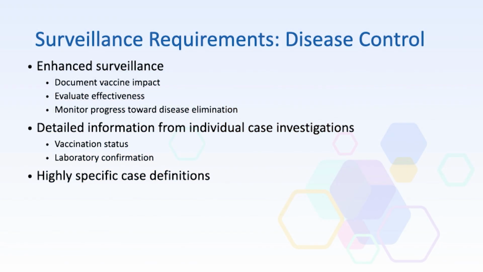When we have good disease control, such as what we have now for Haemophilus influenzae type B and many other vaccine-preventable diseases, we need enhanced surveillance so we can document vaccine impact, evaluate effectiveness, and monitor progress toward disease elimination. We can use this information to figure out why the cases that remain continue to occur. With good disease control, we need detailed information from individual case investigations, including vaccination status and laboratory confirmation.